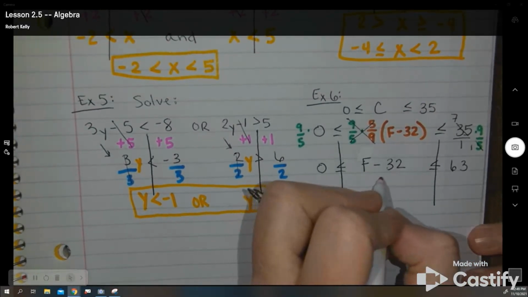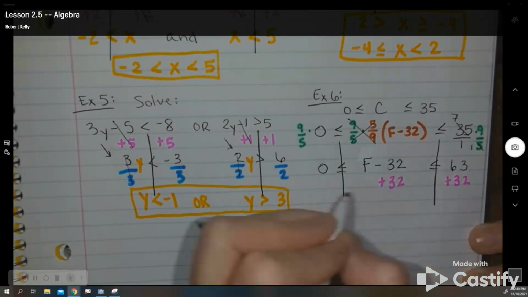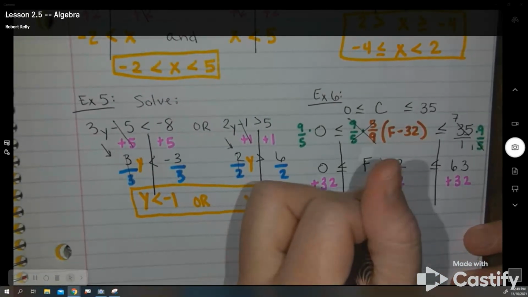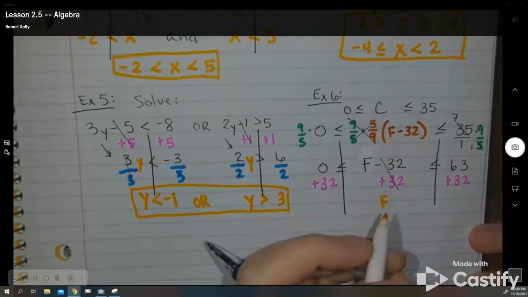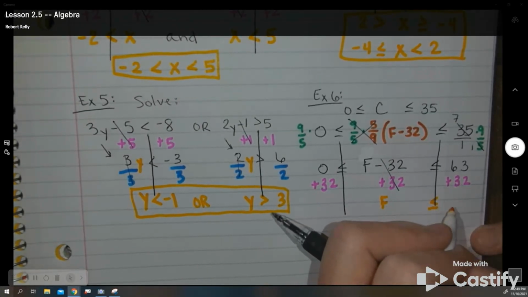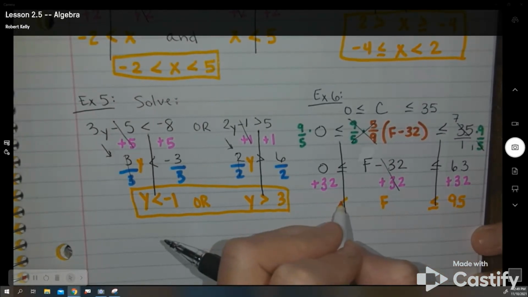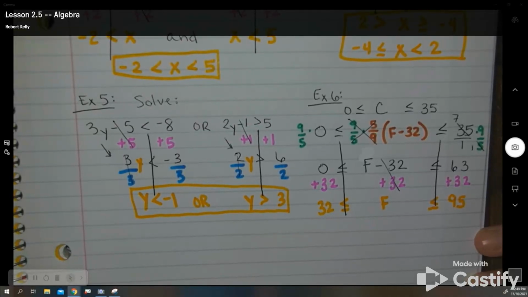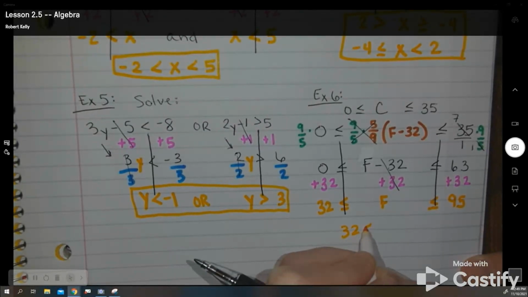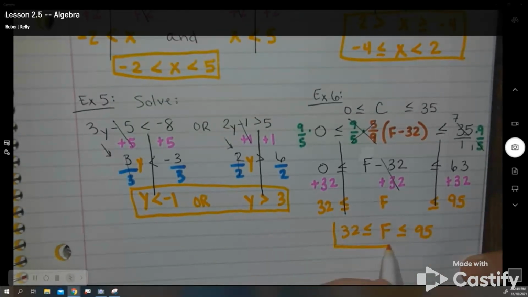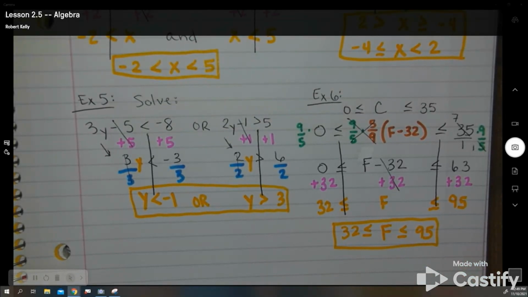Now I'm going to add 32 in all 3 columns. So -32 plus 32 is 0. I have my Fahrenheit, or F in the middle, is less than or equal to 63 plus 32 gives us 95. And it's greater than or equal to 32. So if I shrink this together a little bit, 32 is less than or equal to Fahrenheit temperature, which is less than or equal to 95. So that's our range of our operating system, right, for our phone to work.